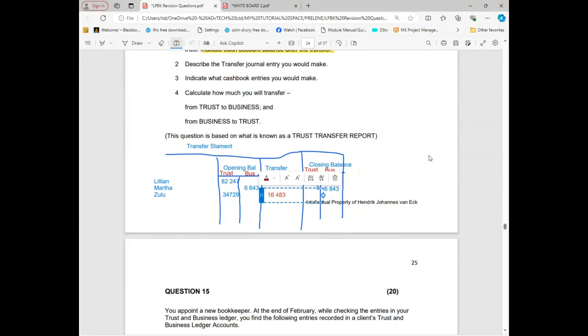And then the closing balance will be the difference between the two. This minus that. 18246. So this will be the new balance there. Okay. Now, trust, does that make sense? Yes.